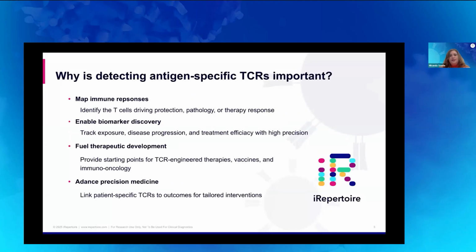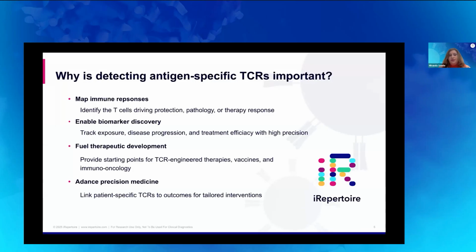So why is detecting antigen-specific TCRs important? I think everybody here knows this, but it's good to review some of the reasons why we should do this. When we're trying to map immune responses, picking out those TCRs that are actually driving the protection or the pathology of therapy response is very useful in terms of their dynamics. One, knowing what they are, and then determining how their trajectory changes throughout time.